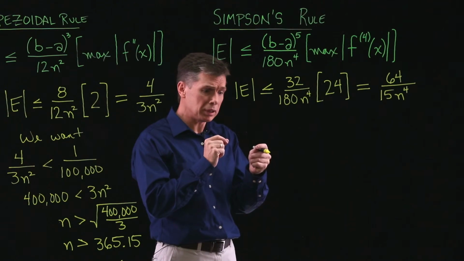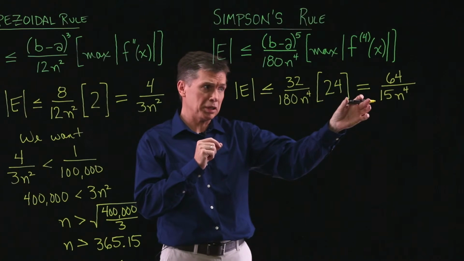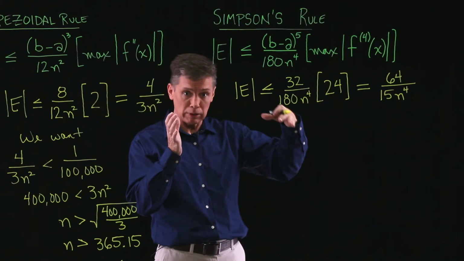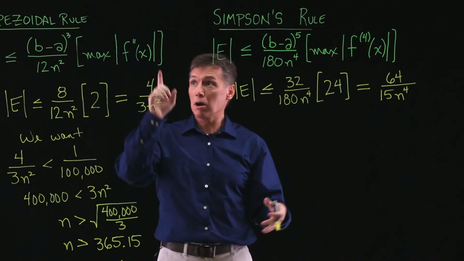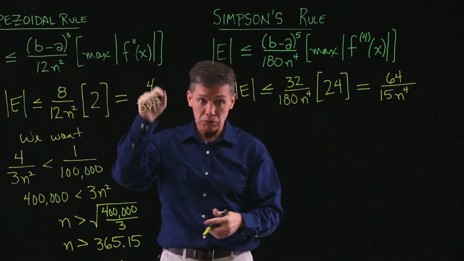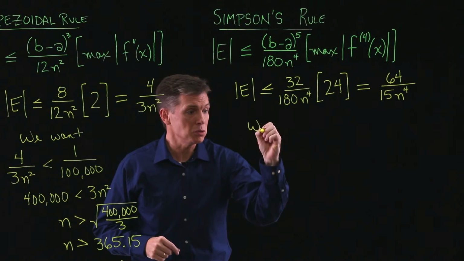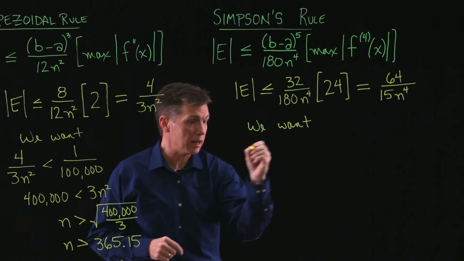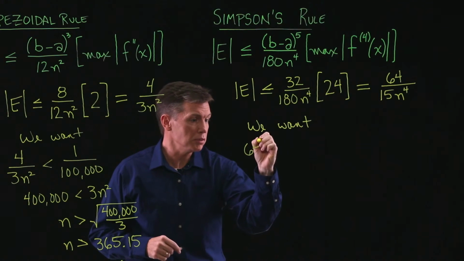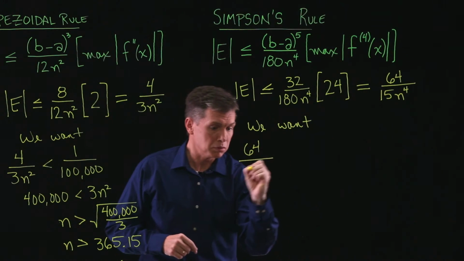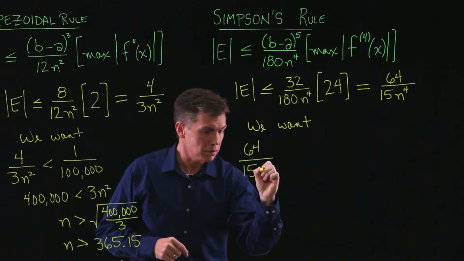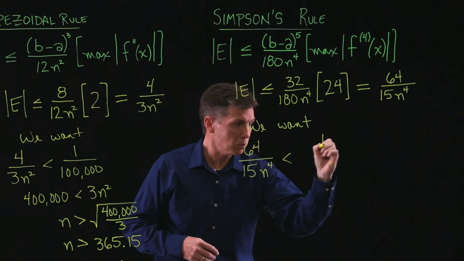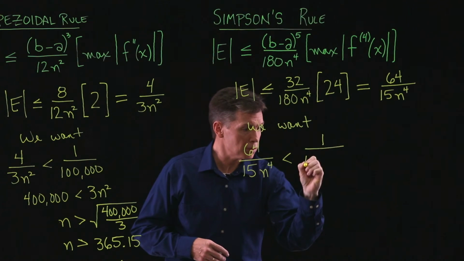Okay. So what I did is I simplified the expression for the error using Simpson's rule. And now I'm going to add on the layer of, hey, I want the error to be less than that 1/100,000th. So this gets down to what we want again. What we want is that expression, 64 over the 15 n to the 4th, and we want it to be less than 1/100,000th.